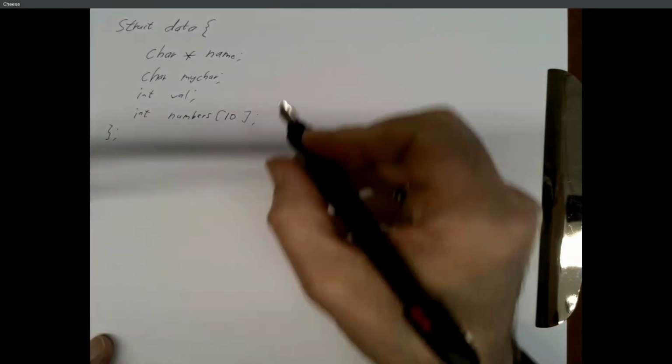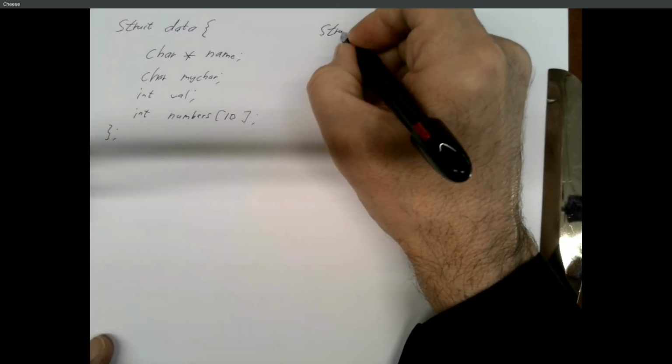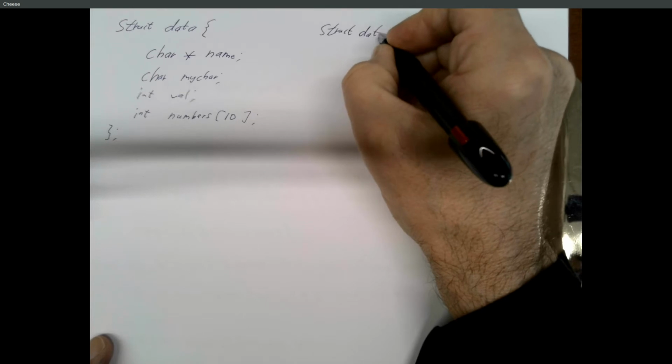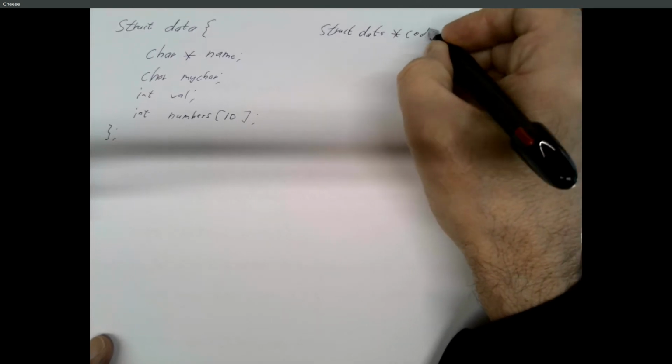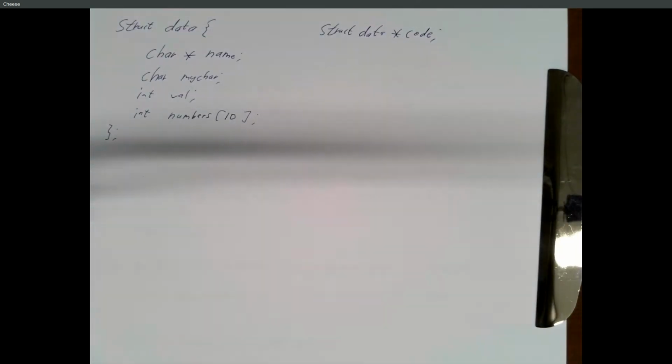All right, so that declares our structure, and then we wanted a variable named code of type struct data star. So close out your structure statement. So struct data star code. And you can put that star right at the end of data, right before code. You can put spaces on either side of it. You can have no spaces at all. It doesn't matter to the compiler.